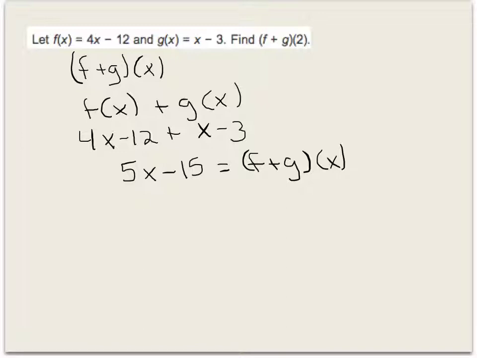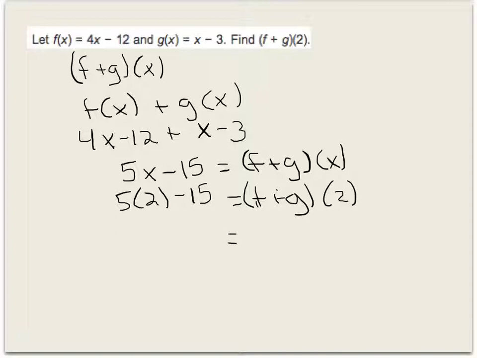But now we want to know what f plus g of 2 is. So you get 5 times 2 minus 15, because x is now 2, and it equals negative 5.